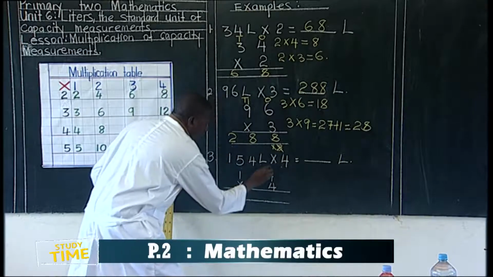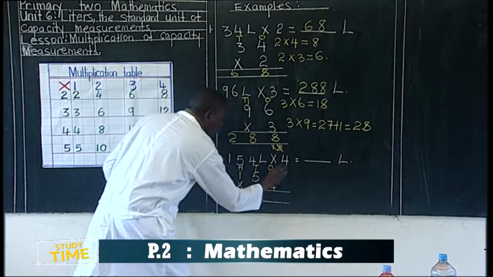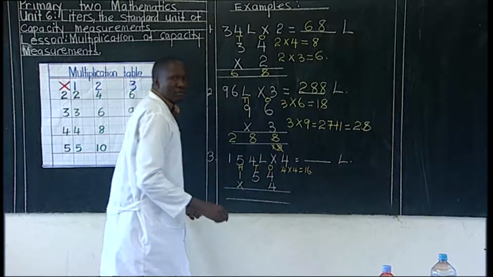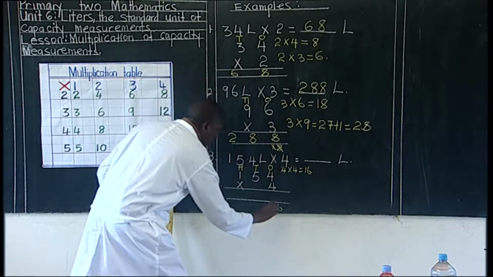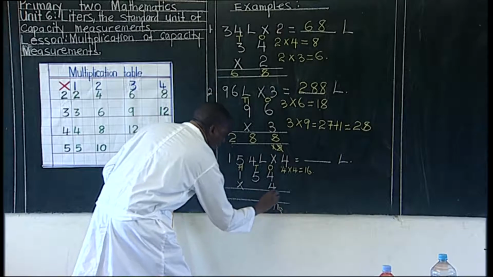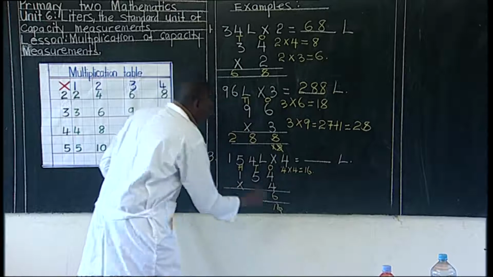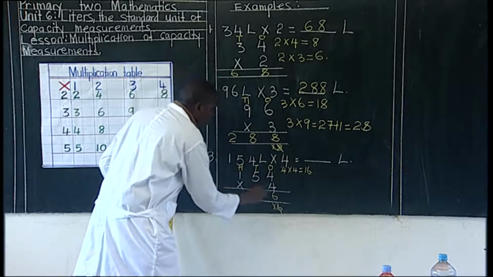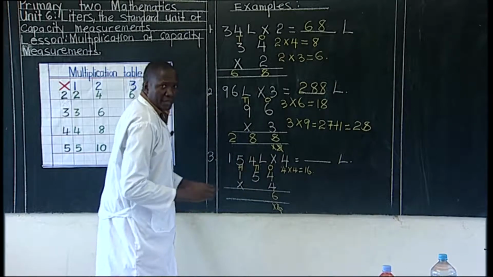Name the place values. Ones, tens, hundreds. 4 times 4, that is 16. 16, put it down here. What shall we do? We shall cancel this 6, bring it here because it is under ones. And what next? We shall keep these 2, we take it to tens. This one, we take it to tens. Bring it here on top of tens.